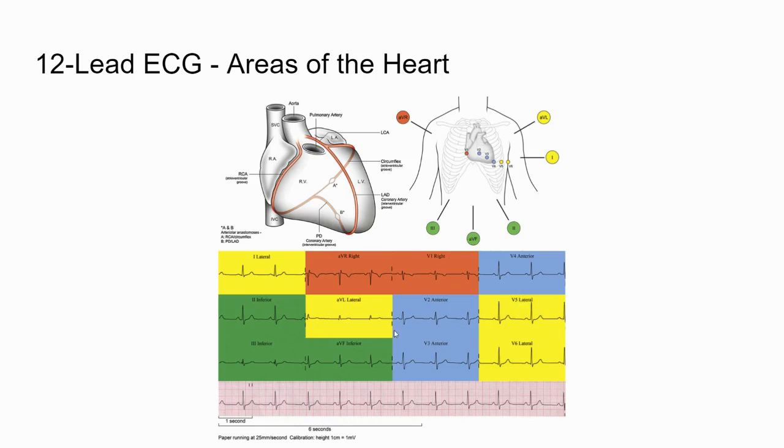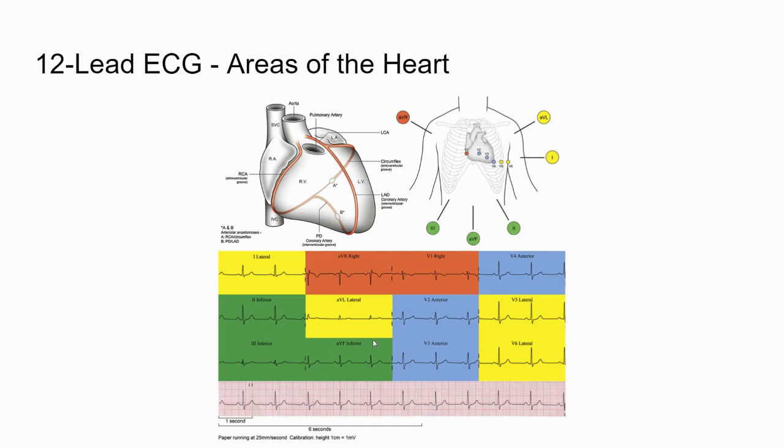So when we talk about 2 or more contiguous leads, this is what we're talking about. Contiguous meaning next to each other anatomically speaking in the heart. So if we had 2 leads in green, or 2 leads in red, or 2 leads in yellow, or 2 leads in blue, that's what we need for diagnostics of a STEMI. 2 or more contiguous leads with 1 to 2 millimeters of elevation.